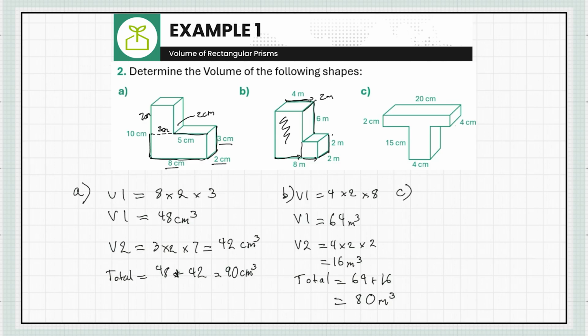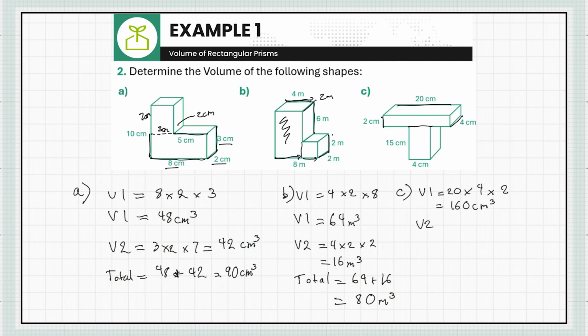Alright, let's look at C. So C, I would like to probably think about the best way to do it would be to separate it into this large rectangular prism here, and then we tack on a rectangular prism below it as well. So the volume of our first one is going to be equal to, well, we have 20, which is our length, times our width, which is 4, and times our height, which is going to be 2. Now in that case, we have essentially 80 times 2, which is 160 centimeters cubed.